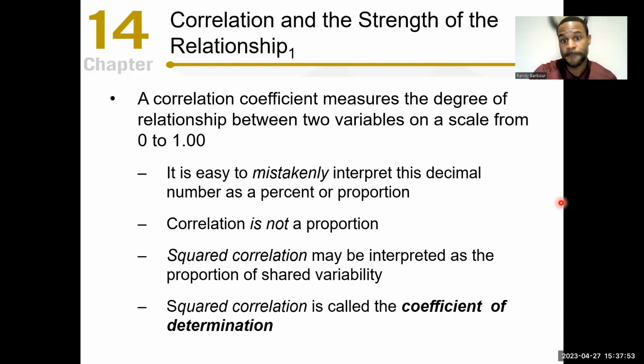It's on that decimal scale, right? Correlation is not a proportion. It's not a percentage, right? The only time that you will get it to become a proportion or a percentage is when you square it, right? When you square the correlation, that is somewhat of an effect size for the correlation coefficient, right? Because the squared correlation gives you that portion of the shared variability.